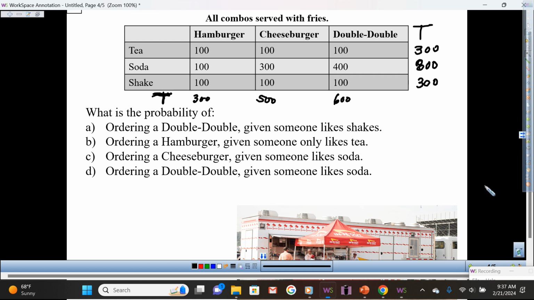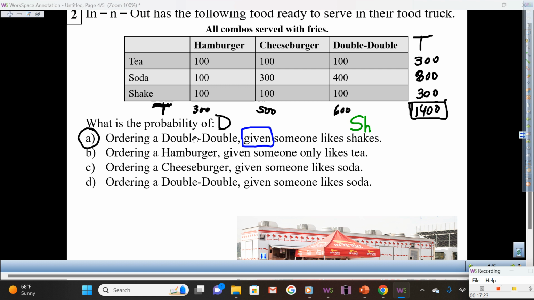All right? Once again, you're only doing A, D for double double, box the word given, and then SH for shakes.